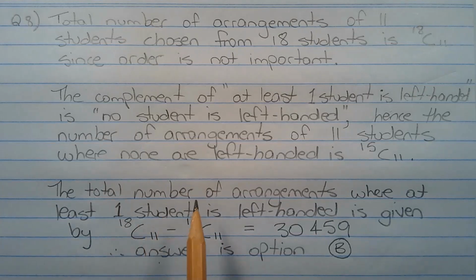Now the total number of arrangements where at least one student is left-handed is given by 18 choose 11 minus 15 choose 11, which equals 30,459 arrangements. Therefore, the answer is option B.